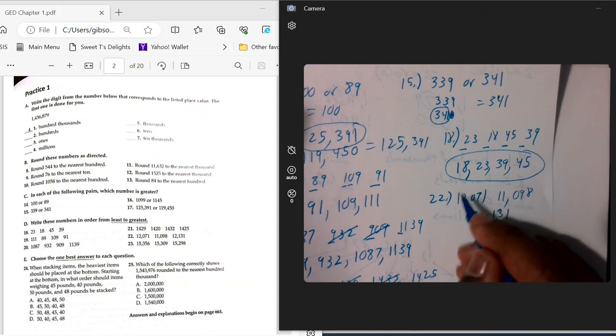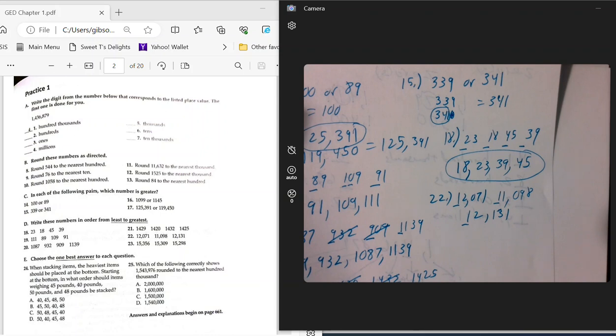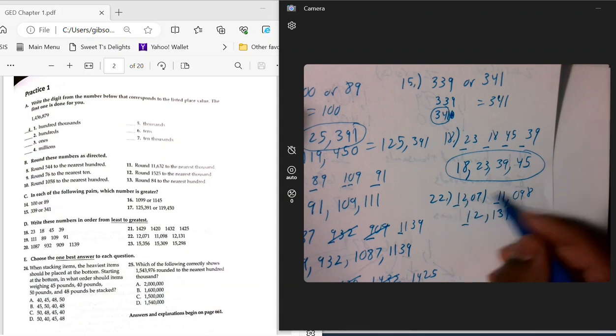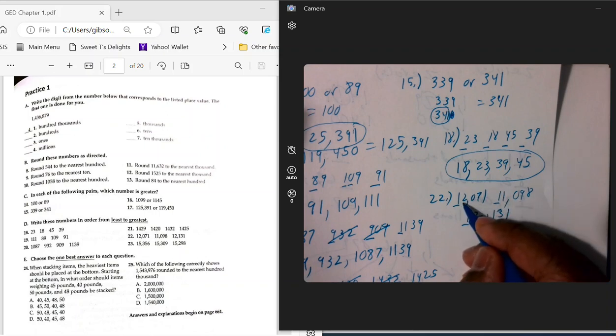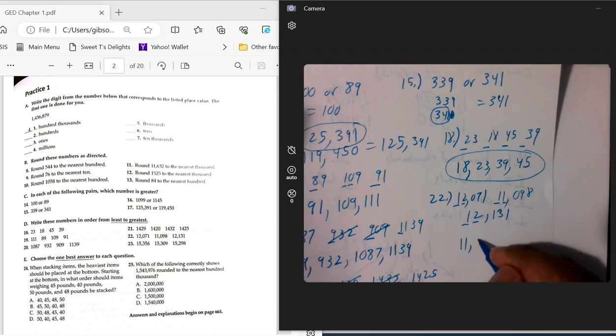Okay, so now we have all 5-digit numbers. All of them start with 1, so we can't do any elimination here. So this is the 10,000s place. Now we go to the thousands place. We have 2 values with the 2 and 1 value with the 1. So we know this 11,098 is our smallest value. Now we have to find our next value here.